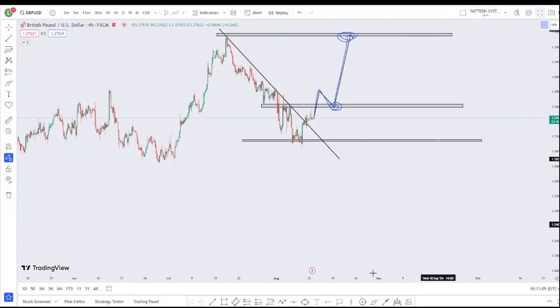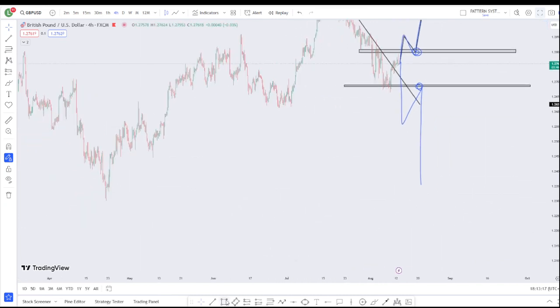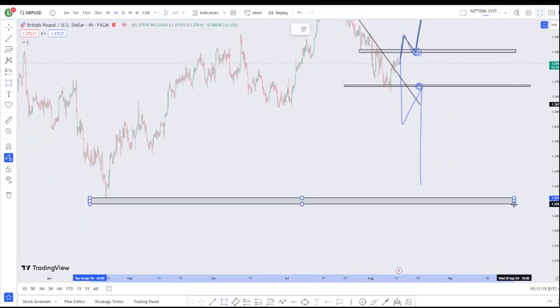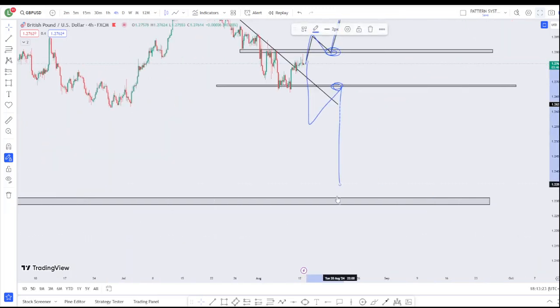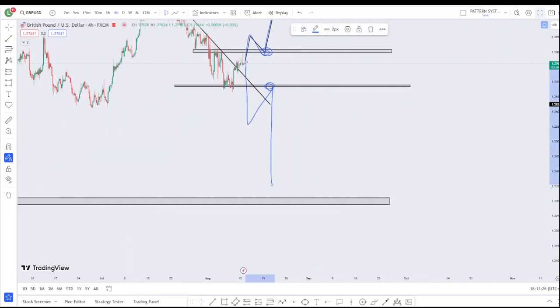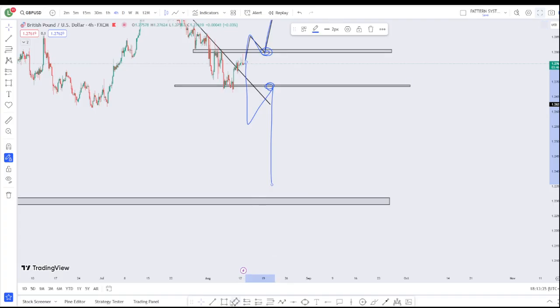Or if price breaks the support to the downside, then we are taking a sell opportunity around this zone here. Then this support zone is going to be our final take profit level. So this is very, very simple. Please don't joke with this loaded Forex blueprint formula if you want to become a profitable trader.